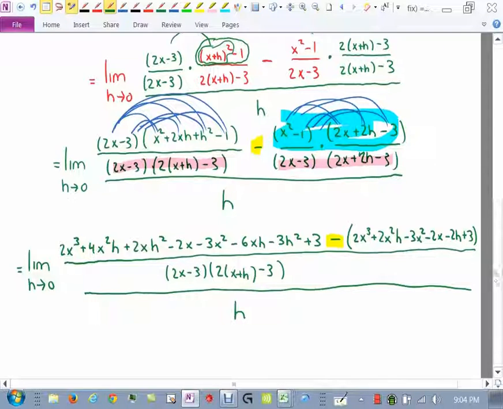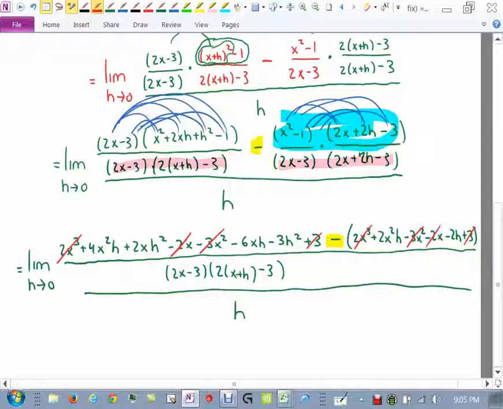All right, so when we start to put this all together, things start to cancel. This 2x cubed, this 2x cubed. Let's see, what else cancels here? We've got a negative 3x squared, negative 3x squared. We've got a negative 2x, and then this one, negative and negative becomes positive. The 3's at the ends cancel. And what else? I believe that's everything that cancels.